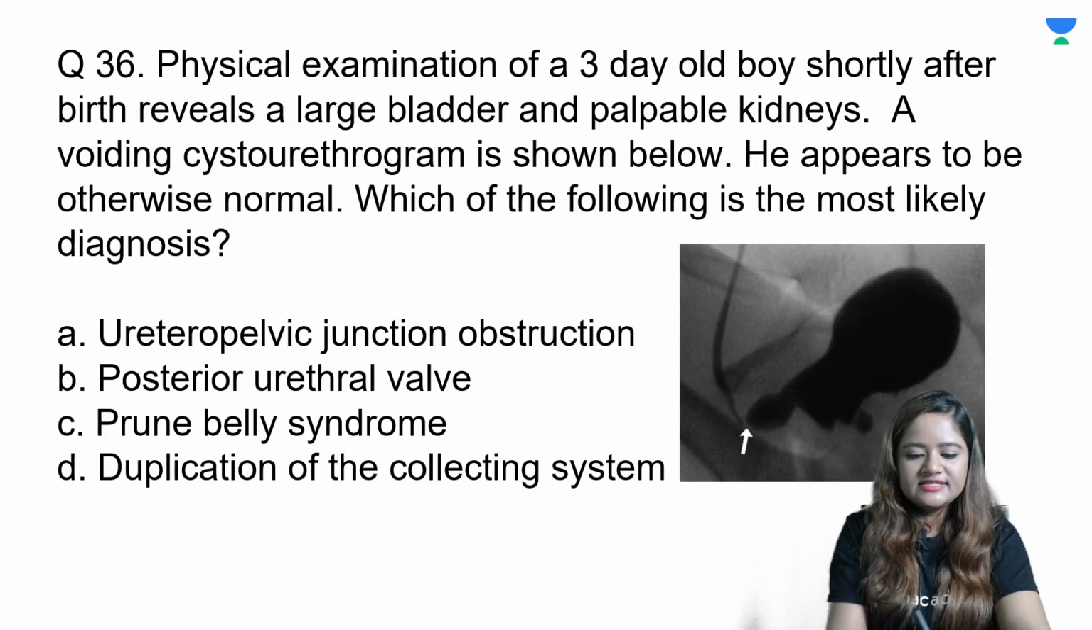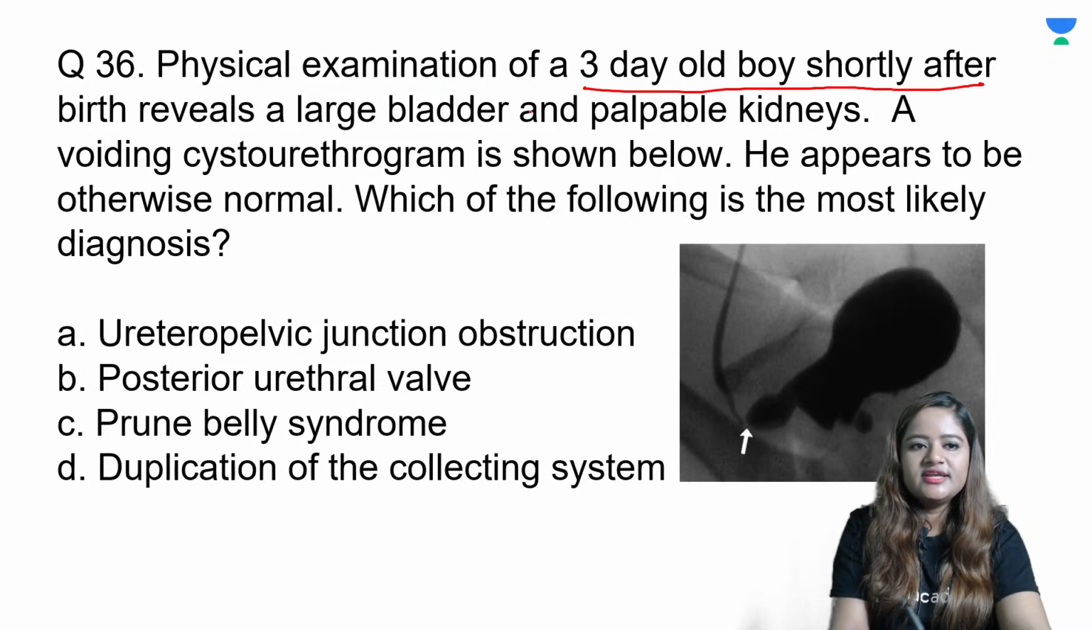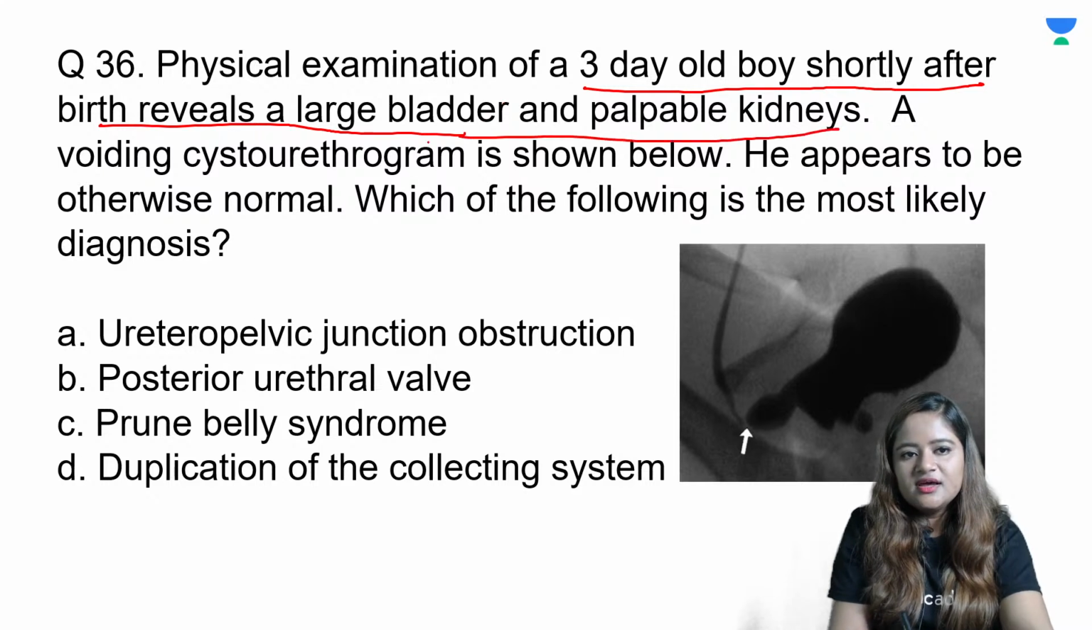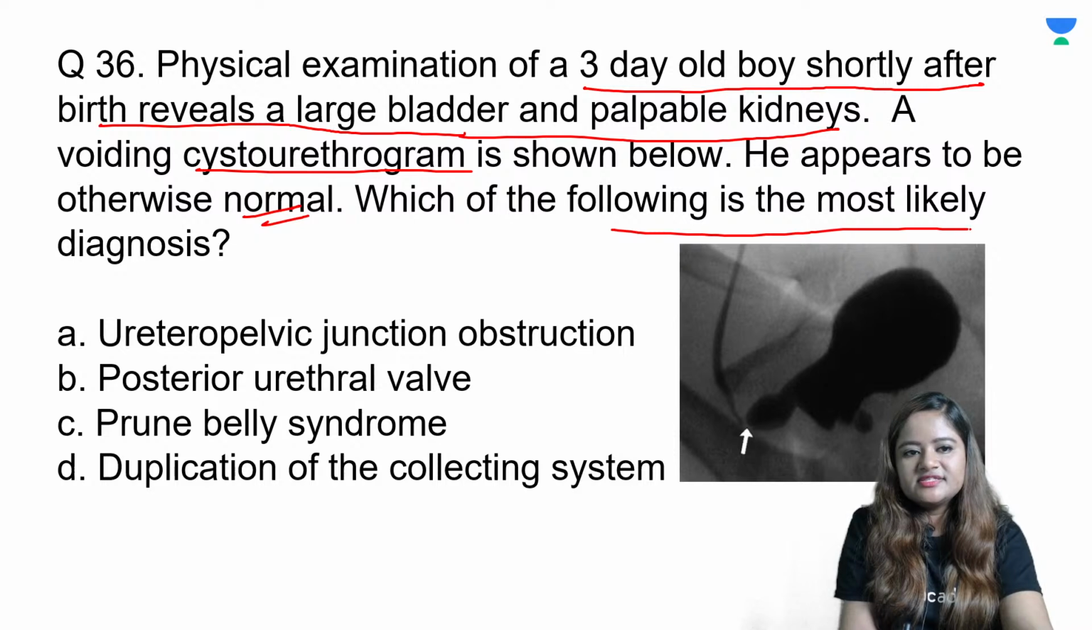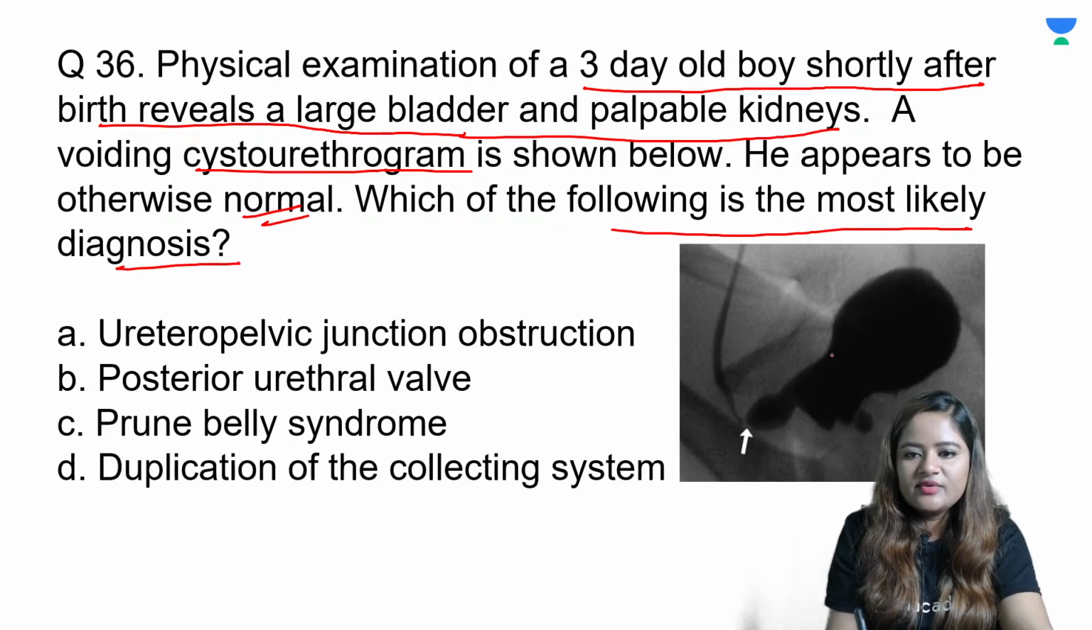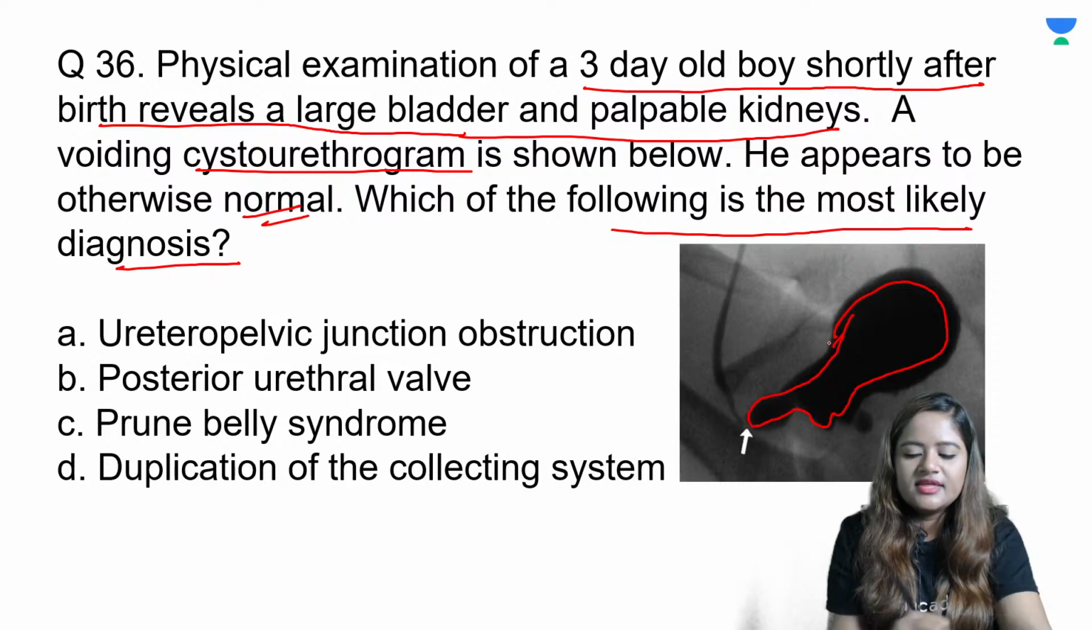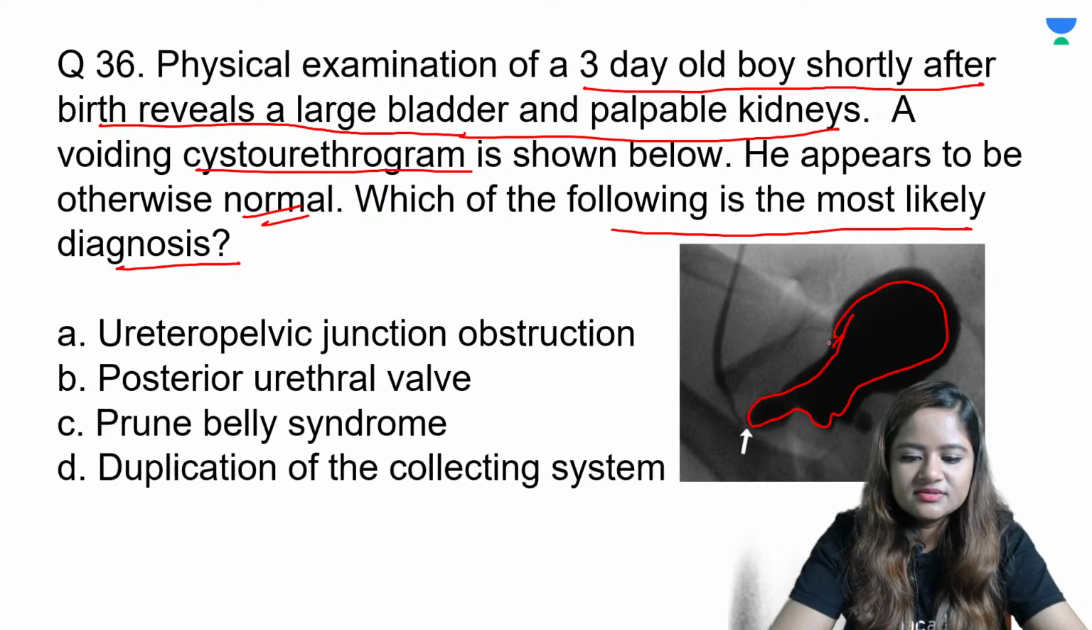Okay, question number 36. Physical examination of a 3-day-old boy shortly after birth reveals a large bladder and palpable kidneys. A voiding cystourethrogram has been shown here. The child appears to be otherwise normal. Which of the following is the most likely diagnosis? So can you identify this image? Does it resemble anything? Can you guess the clinical condition in this picture?